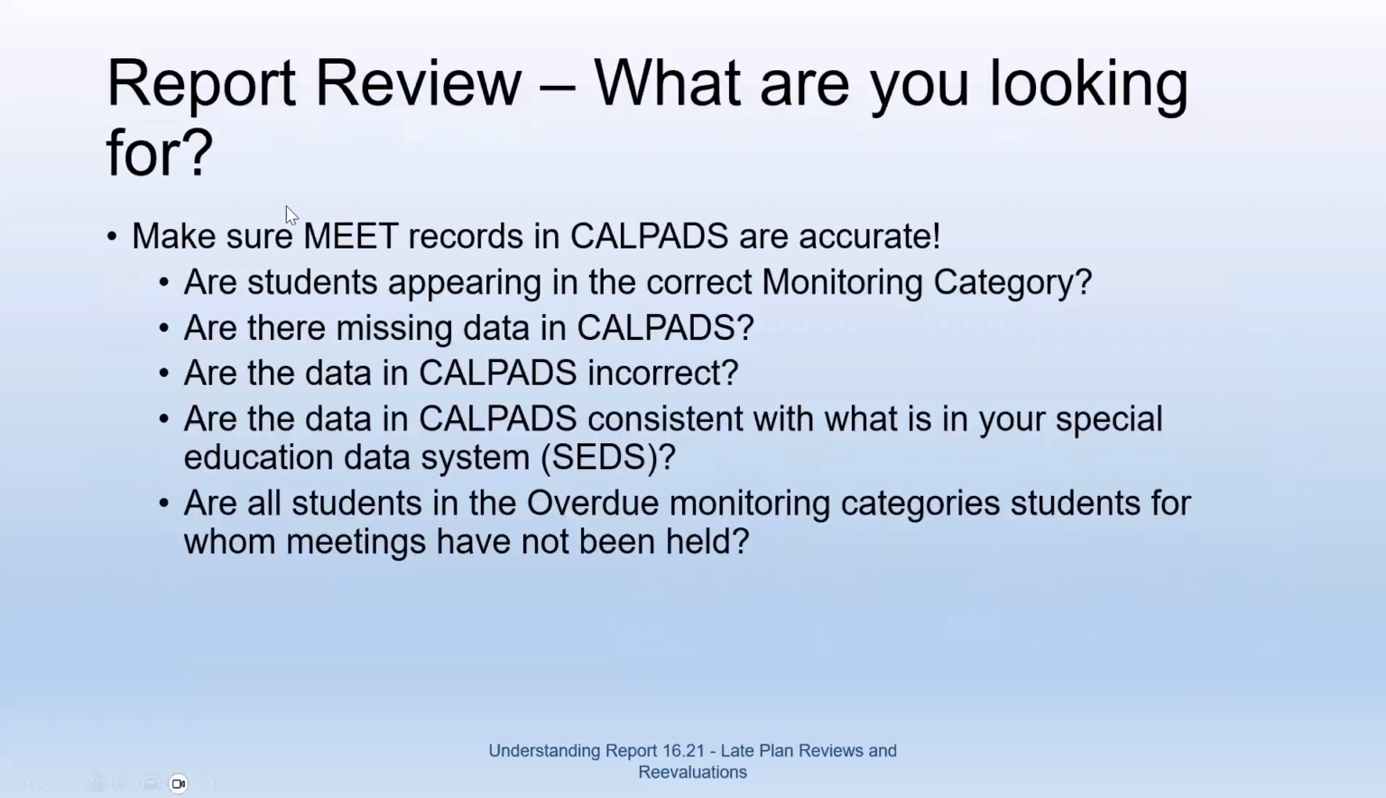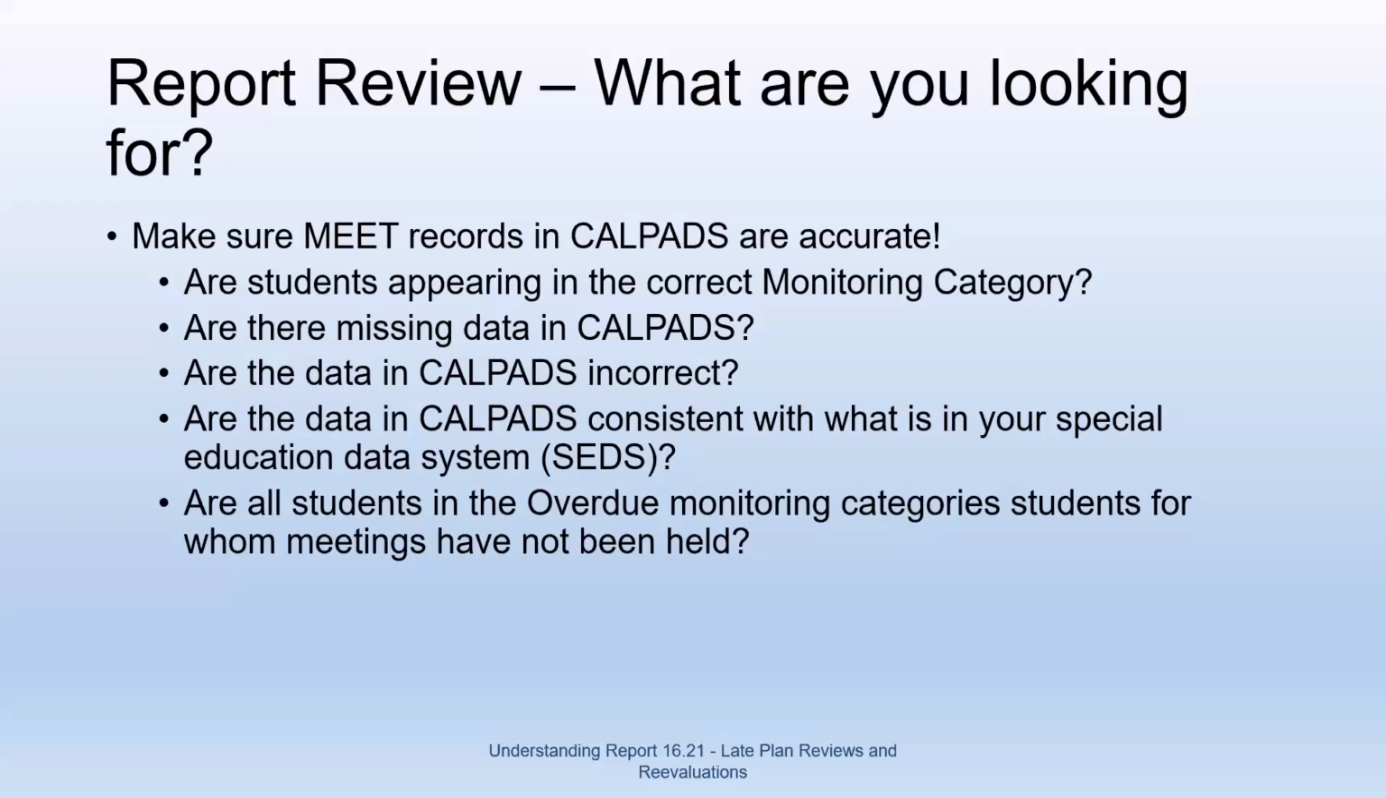Okay, so what are you looking for when you're going through this report review? Number one, you're trying to make sure that the meet records in CALPADS are accurate. Based on some of the comments and questions that I'm answering, I'm hearing that a lot of the information in there is not currently accurate. It's not the same as what's in your IEP system.